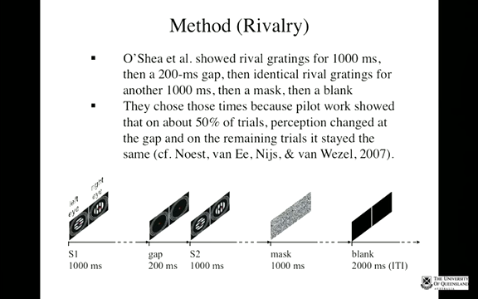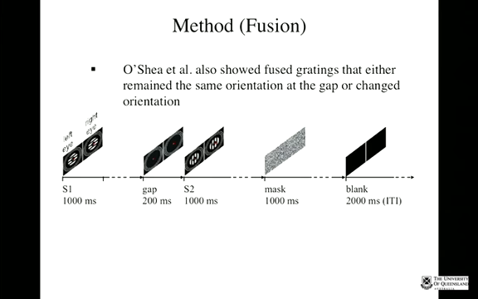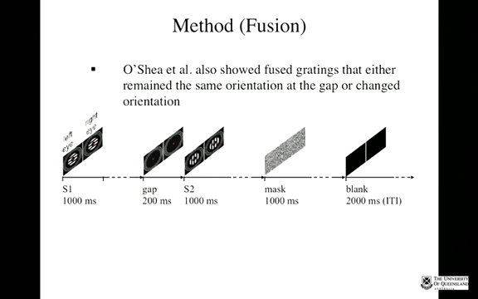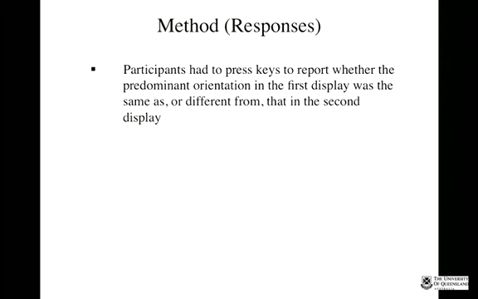Then we had a mask, and then we had blanks and everything. We had numerous trials, as you need if you're calculating ERPs. We also had a control condition where we physically changed the stimuli. I should have mentioned that we chose these times because we knew that on about 50% of trials perception would change, and on about 50% it would not. In the control condition we either physically changed the stimuli at the gap or we didn't. All we did was ask our participants to say whether the predominant orientation visible at the end of the first display was the same as or different from the predominant orientation at the beginning of the second display.